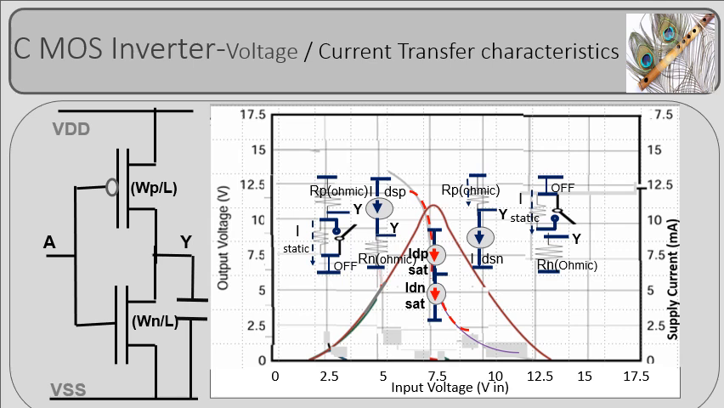A CMOS inverter is built using complementary P and N-MOS field effect transistors. During switching, the inverter undergoes various operating states, which are represented through voltage and current transfer characteristics. The voltage transfer characteristic VTC of a CMOS inverter shows how the output voltage Vout changes as a function of the input voltage Vin. The current transfer characteristic CTC describes the current flowing through the circuit as a function of Vin. As shown in the figure, the transfer characteristic can be divided into 5 regions of operation.